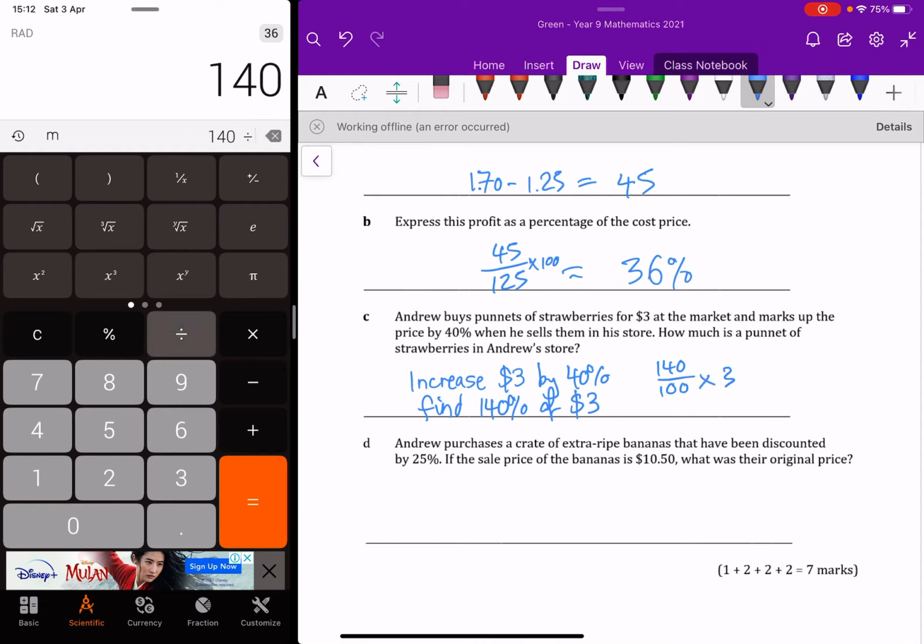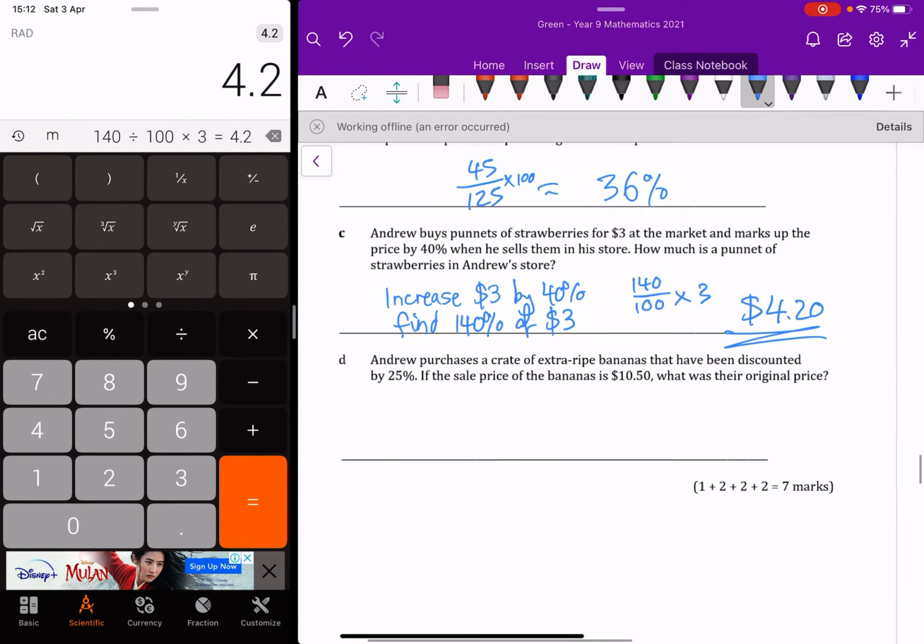140 divided by 100 times by 3, which is $4.20 he's going to sell them for. Good on you, Andrew. Well done. Good little business. Andrew purchases a crate of extra ripe bananas. Okay, so super ripe. They've been discounted by 25%. The sale price of the bananas is $10.50. What was their original price?